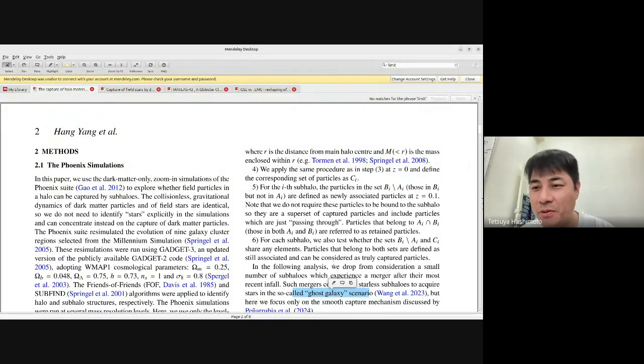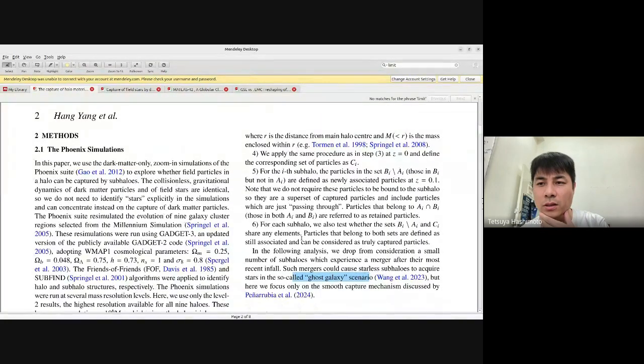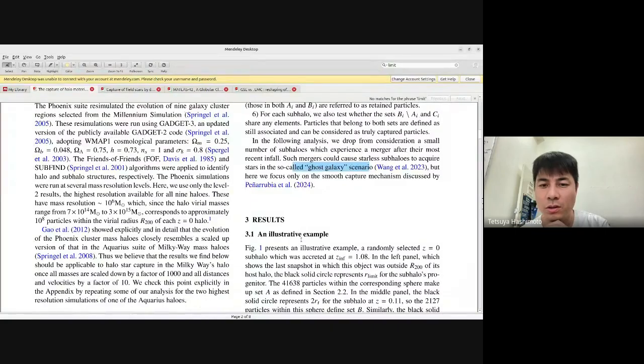I have one naive question. When they assume this starless halo at the beginning, how many of them are expected? Are this kind of halos without stars really common in galaxy formation? Yes.